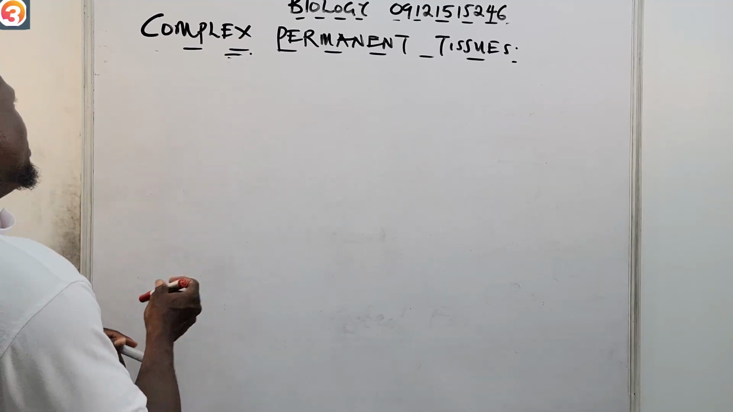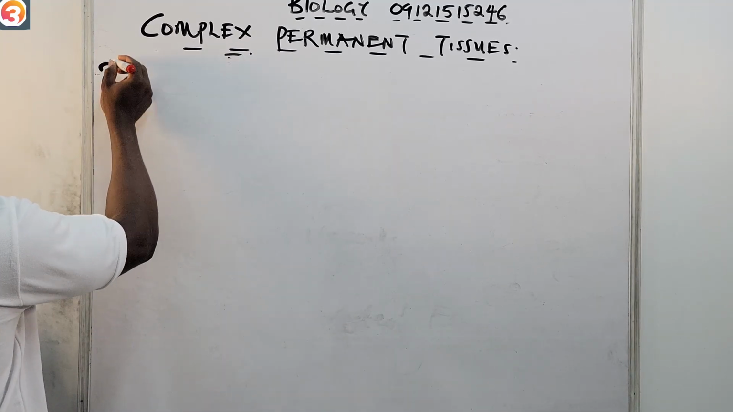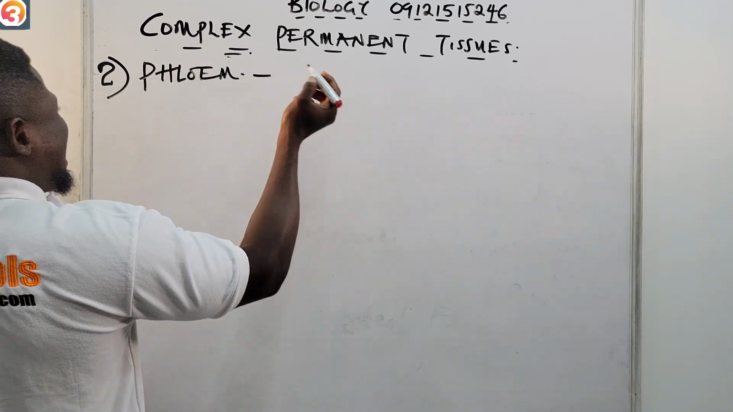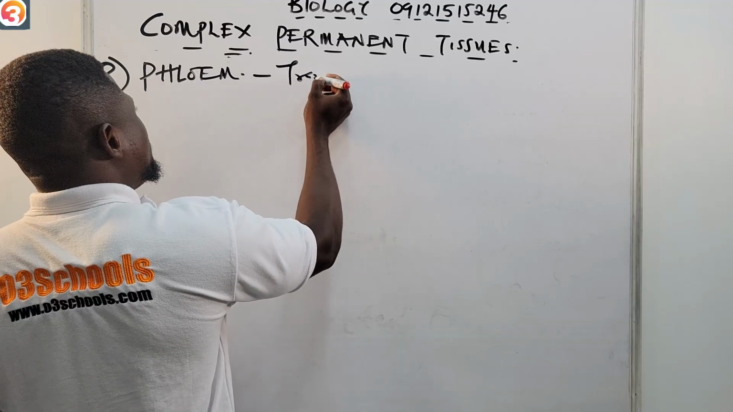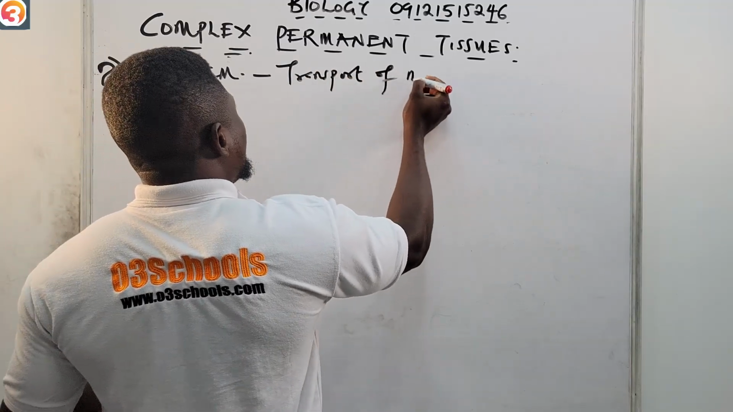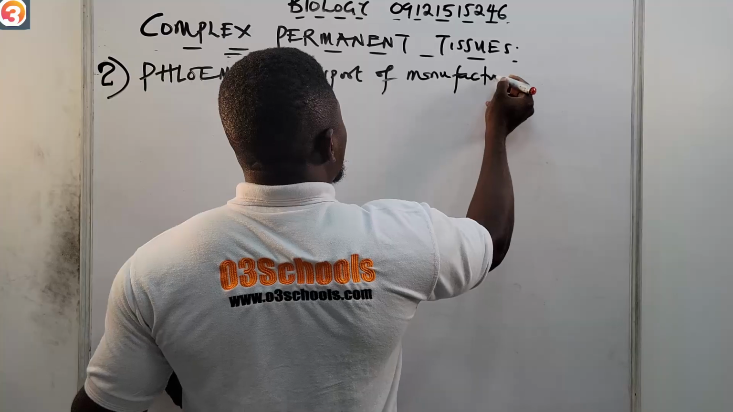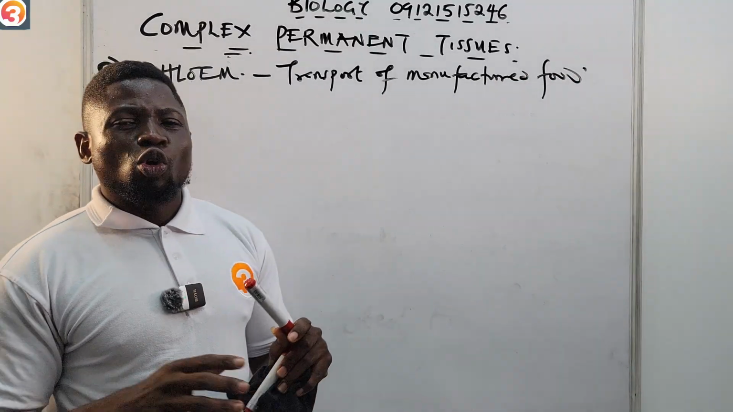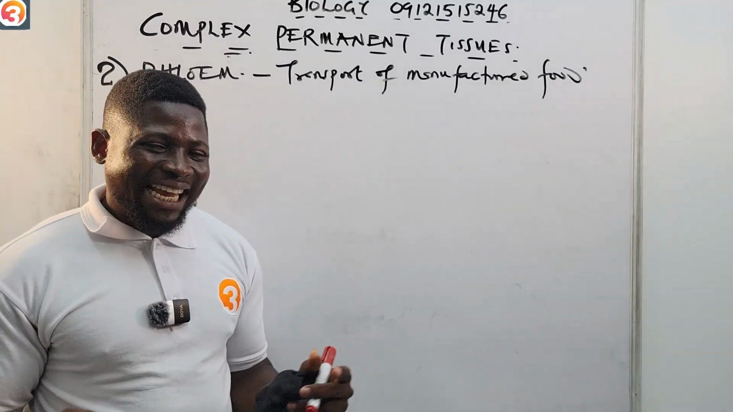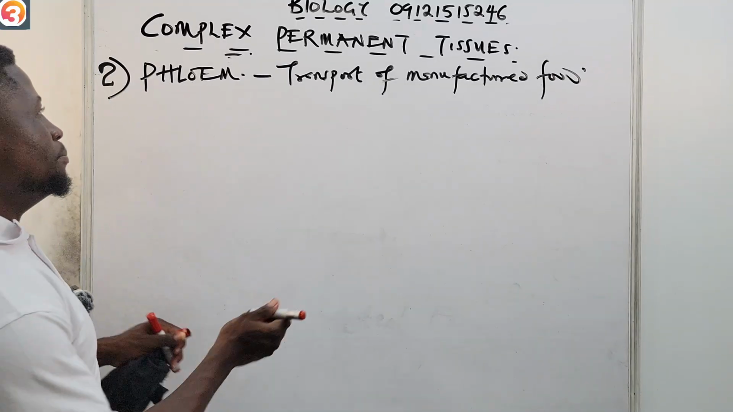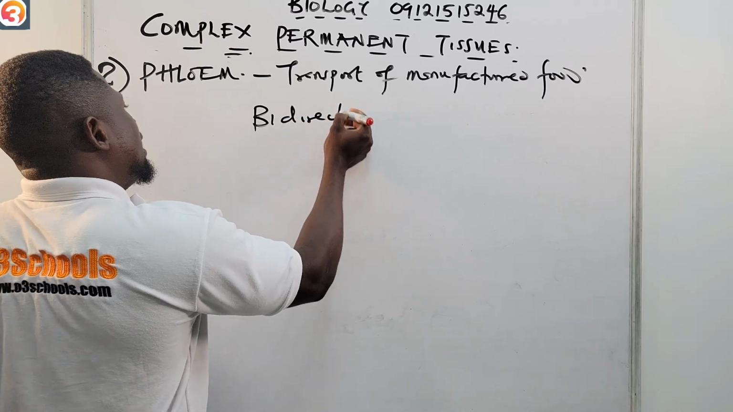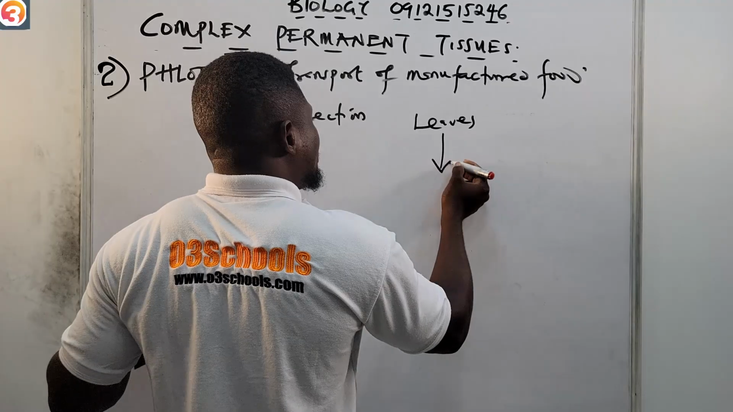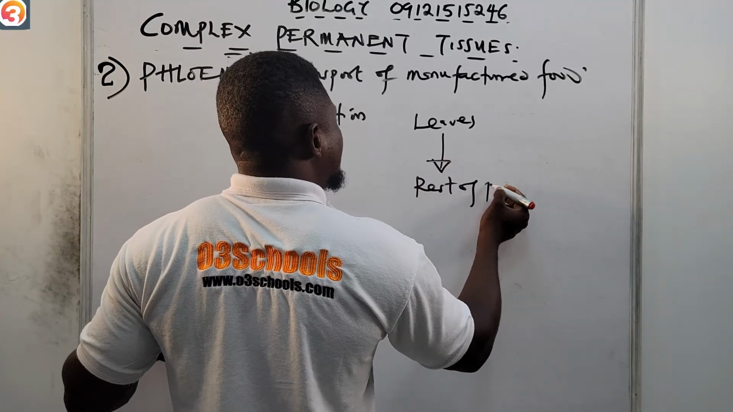So for phloem, number two now, second component, phloem. It helps in the transport of manufactured food. And we say that their movement is bidirectional, mostly from the leaves to the rest of the plants.